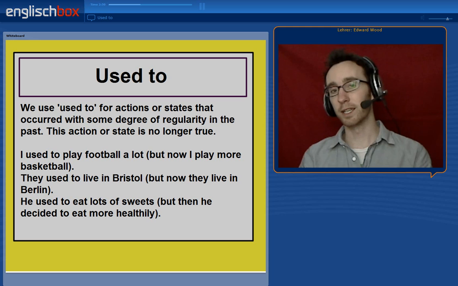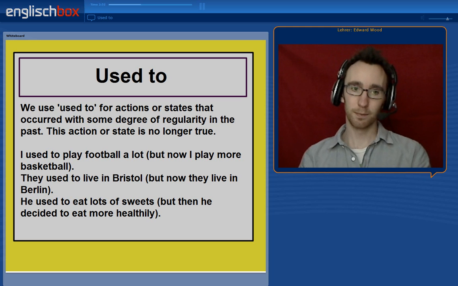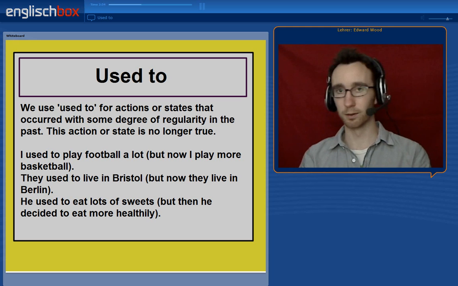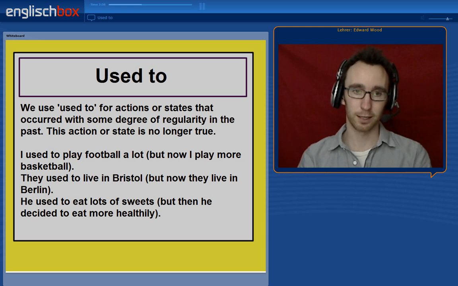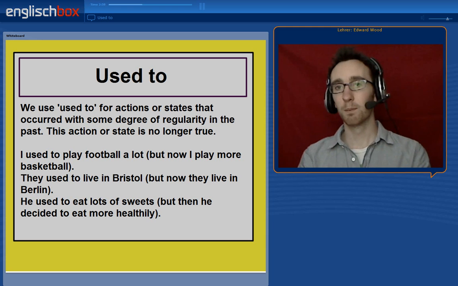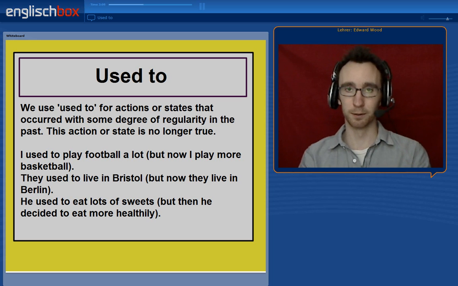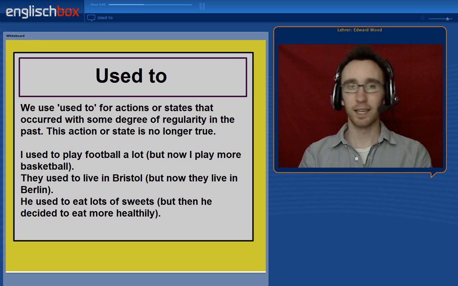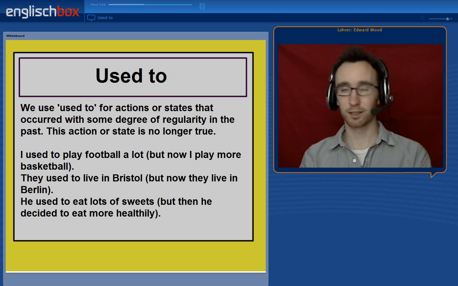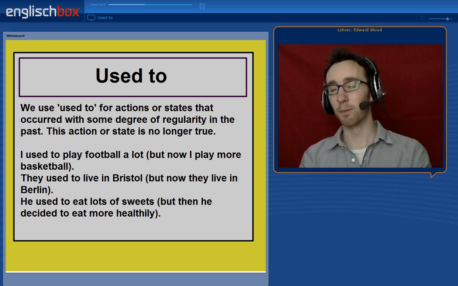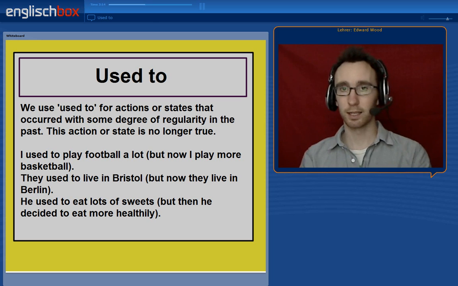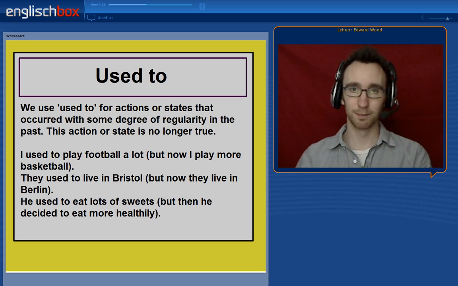If I lived in Bristol many years ago, I could say I used to live in Bristol. Or the example on the slide, they used to live in Bristol, but now they live in Berlin. So perhaps they moved to Berlin 2 years ago, but before that they lived in Bristol. And finally, he used to eat a lot of sweets, but then he decided to eat more healthily. So in the past, he ate lots of sweets, but then he decided to change his diet, and now he eats more healthily.